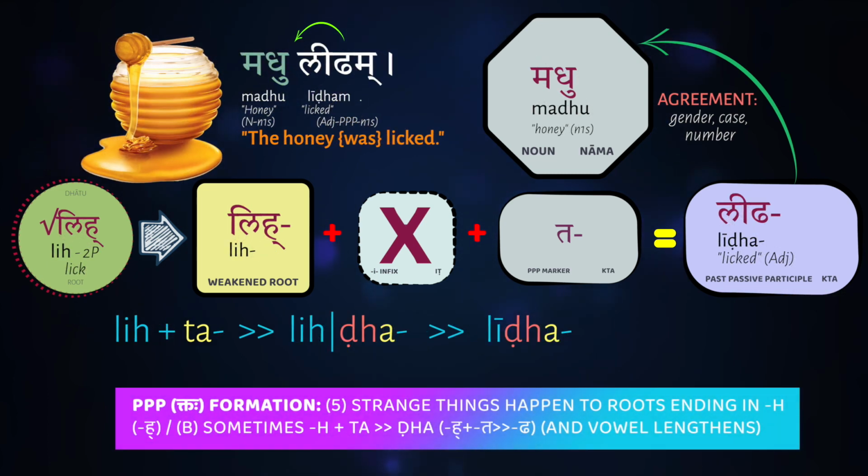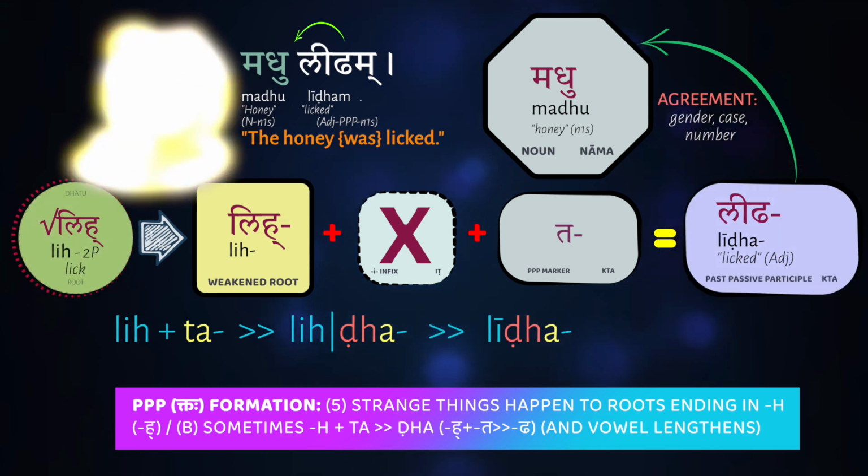Sometimes with roots ending in H, other bizarre sandhi will take place where they'll combine to form a retroflexed aspirate da, and the vowel lengthens. So, for example, lih, to lick, turns into lida, licked.